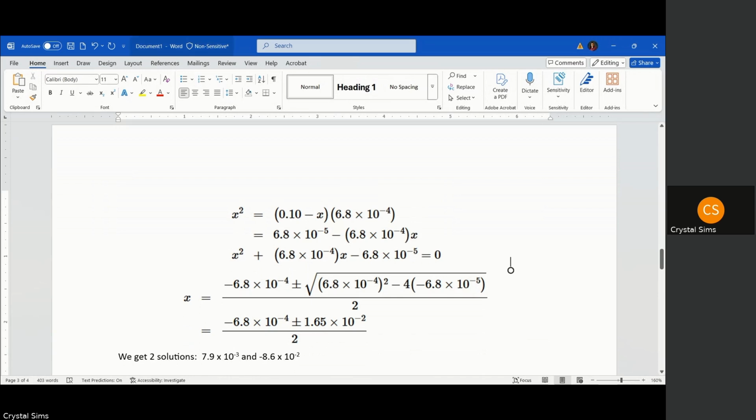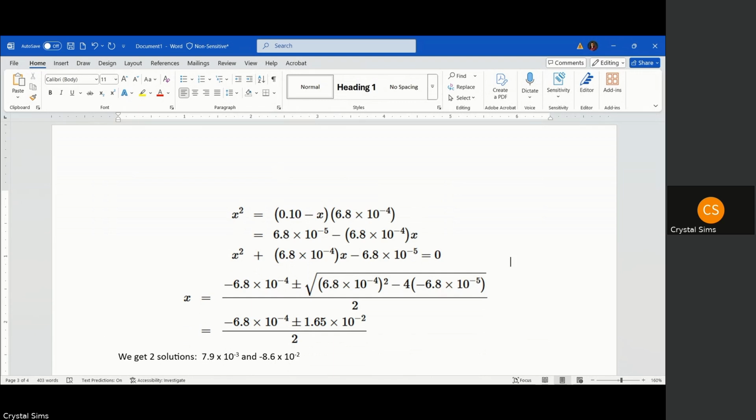Well, since we've got that plus minus in there, we end up with two solutions: 7.9 times 10 to the negative 3 and negative 8.6 times 10 to the negative 2. Well, we can't have a negative concentration. Remember, that's what we're trying to deal with here. So this is an unusable solution. So we're going to go with this: x is equal to 7.9 times 10 to the negative 3.